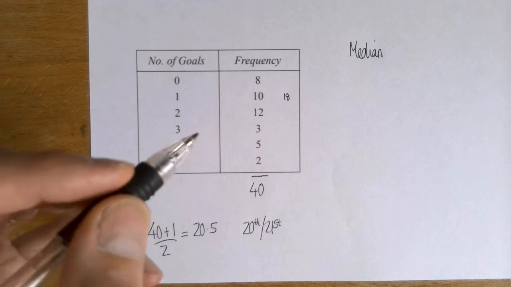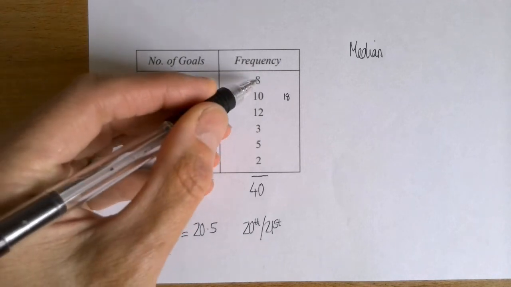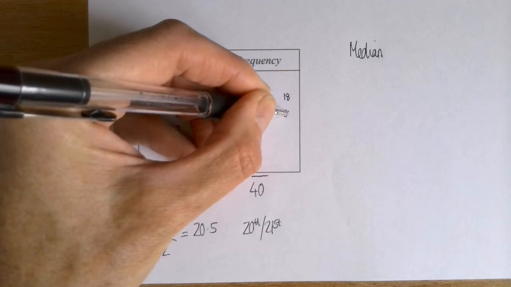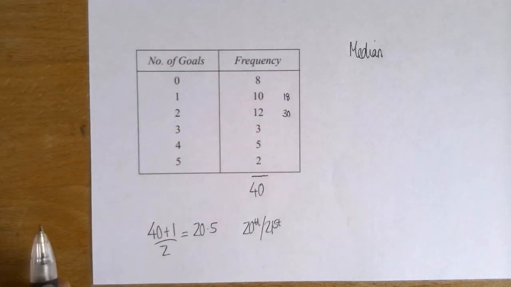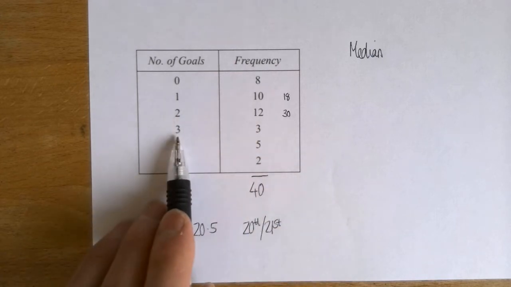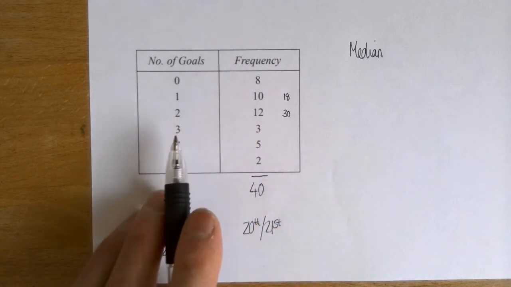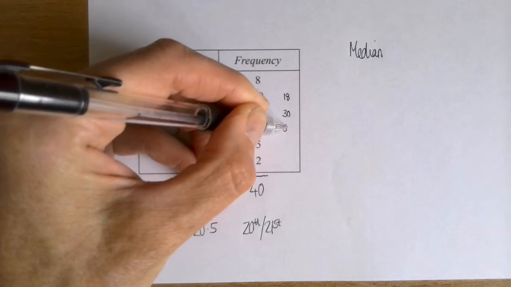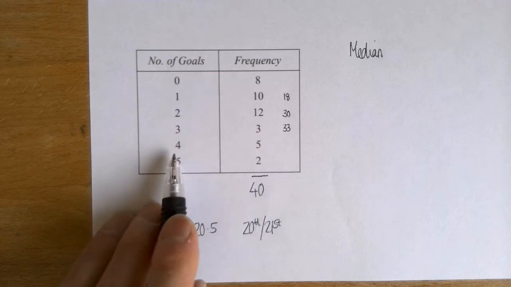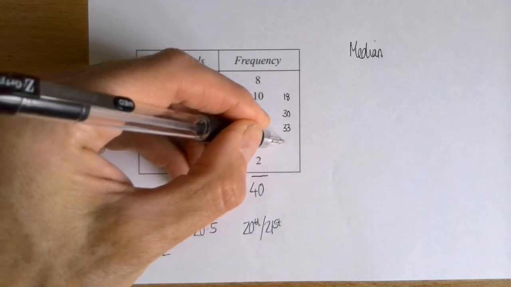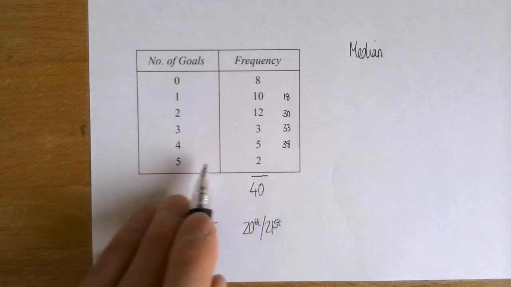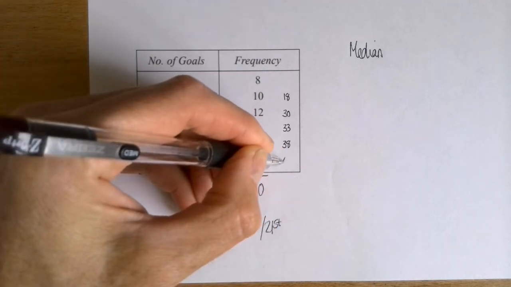So that's how many games altogether? 8 plus 10 plus 12. That's 30 games. So I've got 30 of my games in order so far. If I then have the 3 games where 3 goals were scored, that takes me up to 33 games. If I then have the 5 games where 4 goals were scored, that takes me to 38 games. And then finally, the 2 games where 5 goals were scored, that's all 40 games.